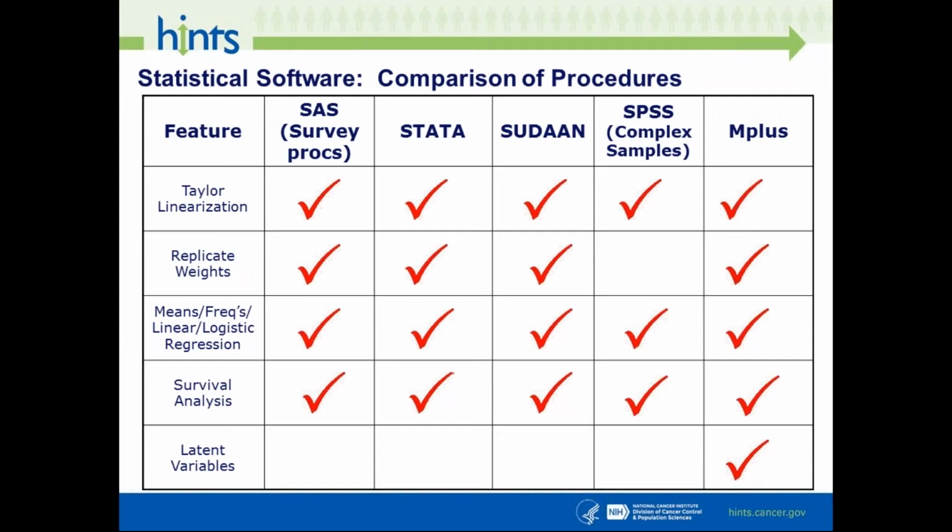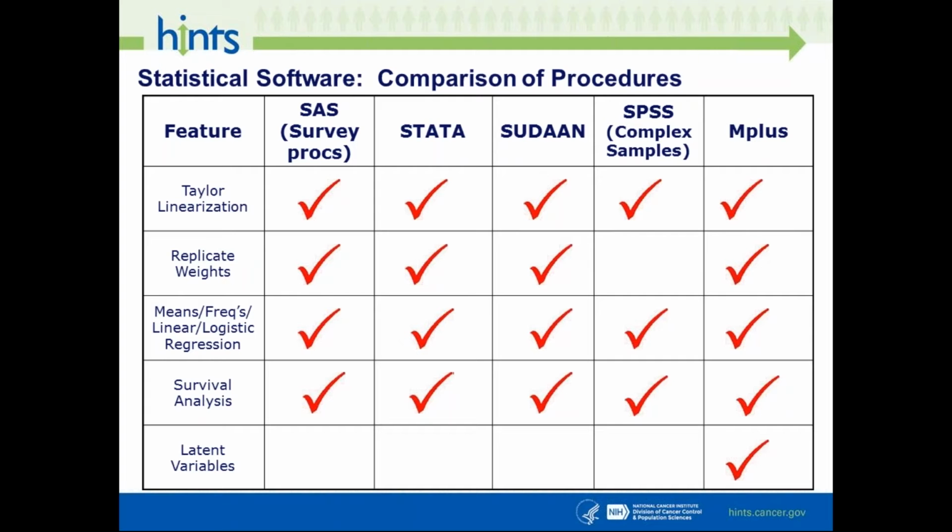These columns represent the different features of the software. The first row talks about Taylor linearization. Notice that all packages can use Taylor linearization to get your correct variance estimates. Very importantly, notice for the replicate weights, there's kind of a gaping hole here for SPSS. SPSS does not have a way to incorporate the replicate weights to get variance estimates. Don't ask me why. They haven't allowed that feature.